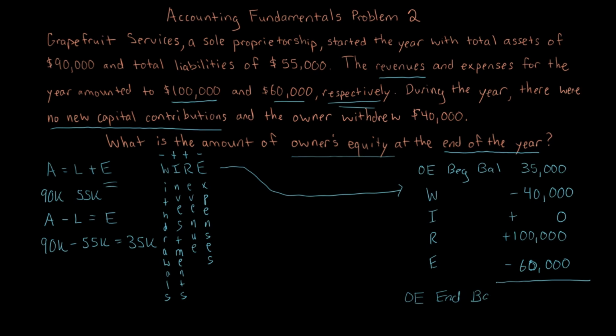So if we go ahead and we calculate this, we take our numbers and we add and subtract, we're going to get the ending balance of $35,000. And it's a real easy calculation because the revenue minus expense nets to positive $40,000. The withdrawals are negative $40,000. So basically, this all nets to 0. So $35,000 plus or minus these adjustments, which the net effect is 0, gives us $35,000. So the end answer is $35,000. Remember, WIRE is a very helpful and useful acronym to use when you're doing these types of problems.